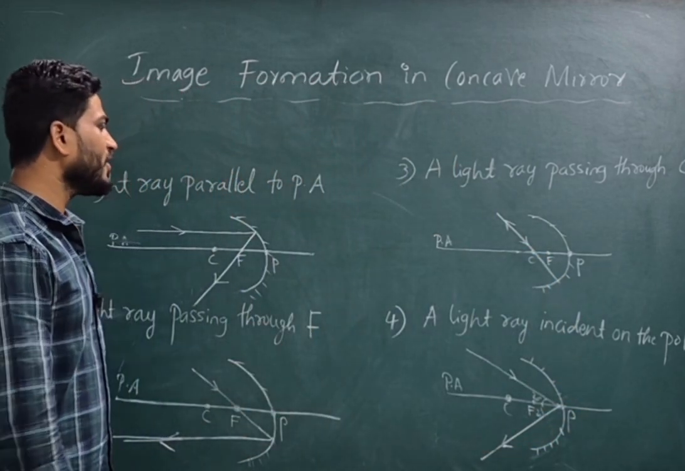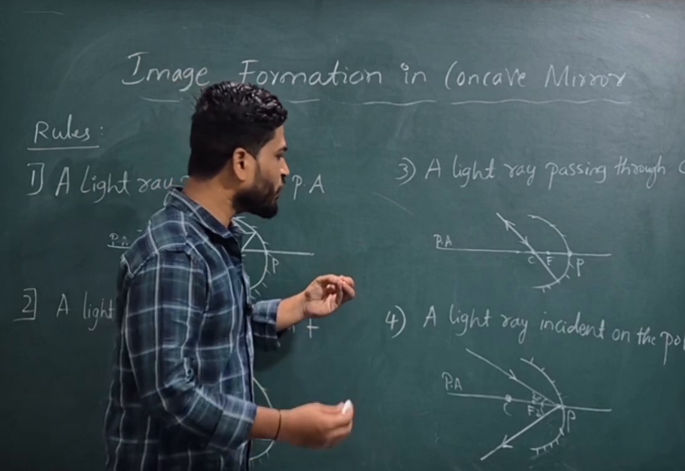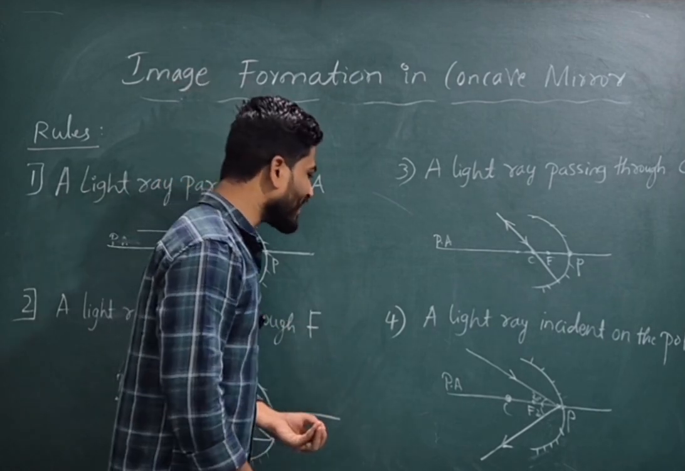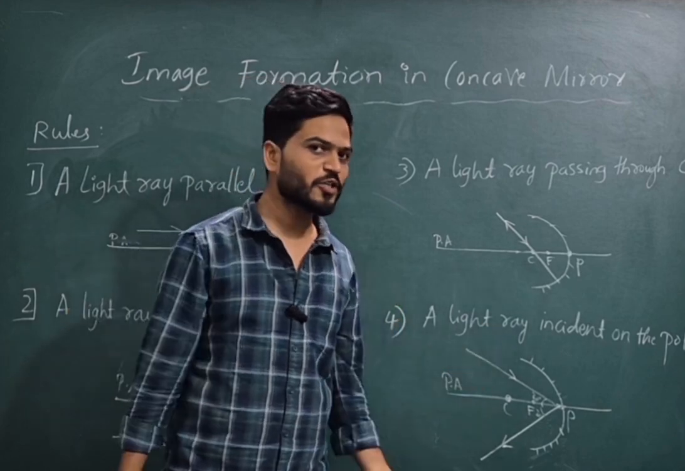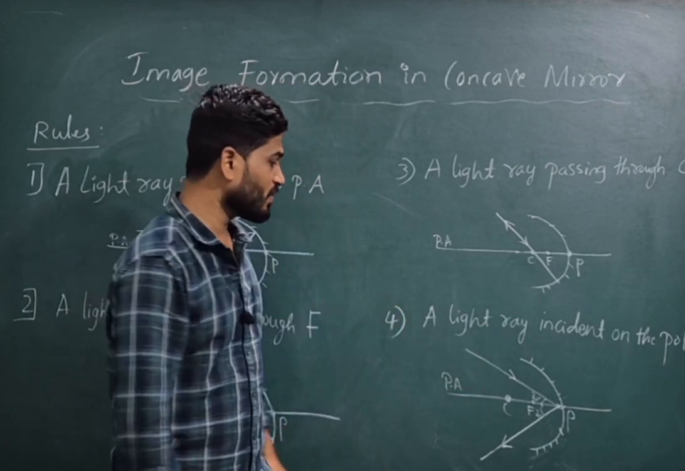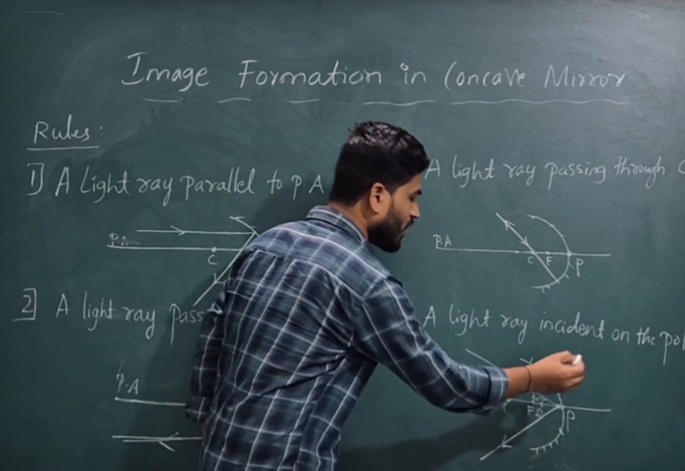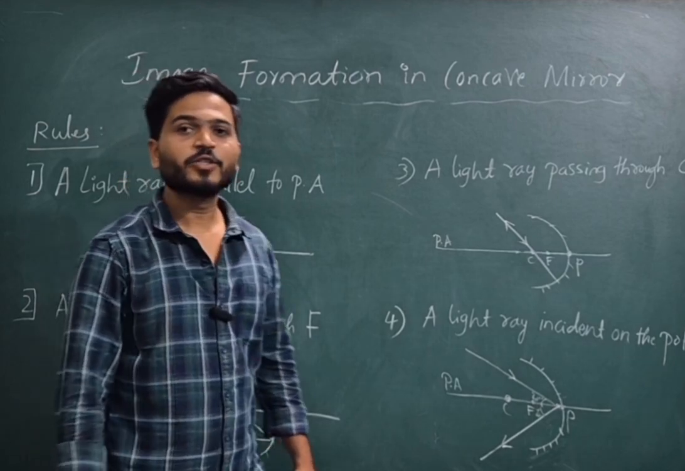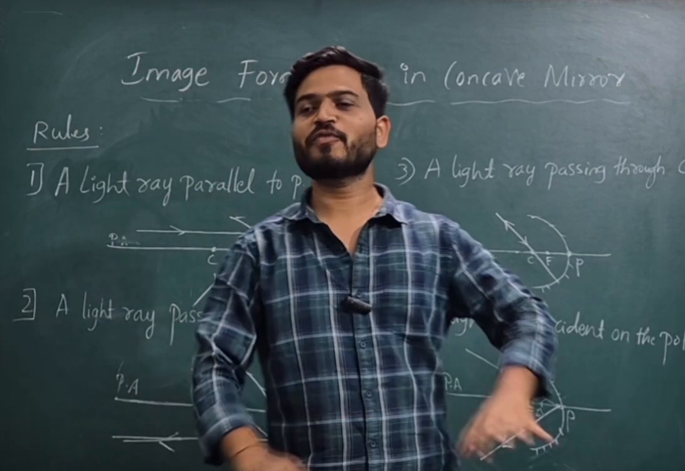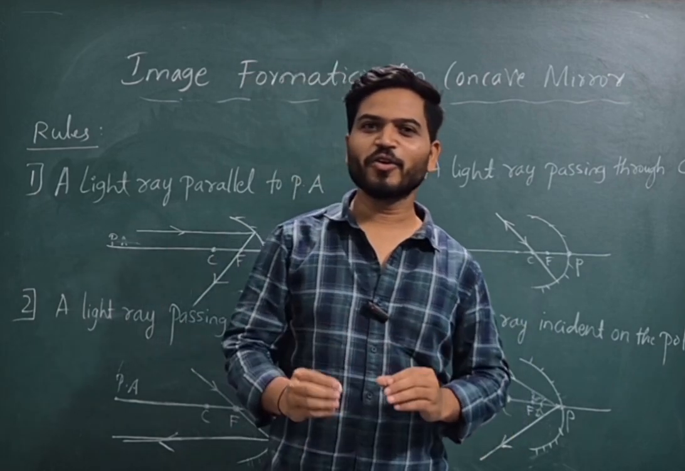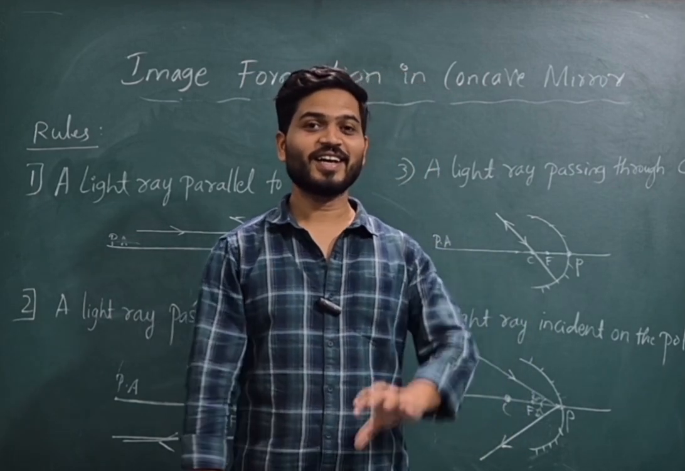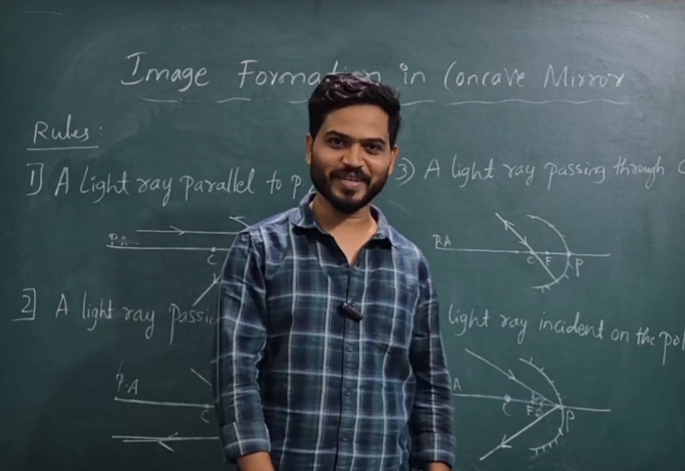Fourth one, a light ray incident on the pole. When you make a light ray incident on the pole, it will reflect back by following the laws of reflection. The law of reflection is nothing but angle of incidence equal to angle of reflection. So now we have finished the rules. In the next class, we are going to create images in the case of concave mirrors, right?